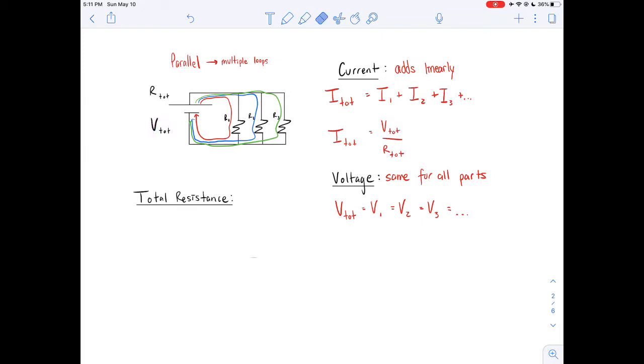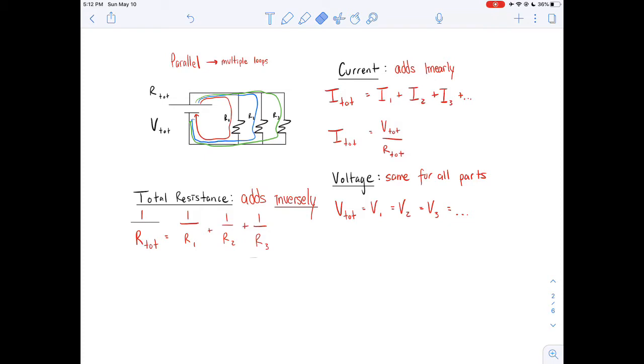To calculate the total resistance in a parallel circuit, we actually see something a little bit different. The total resistance adds inversely. What it means to add inversely is that as the number of resistors goes up, as I add more of these resistors, the total resistance will actually decrease. How we represent that mathematically is the inverse addition of the resistances summing to the inverse of the total resistance. Now this looks quite complicated, I recognize that.